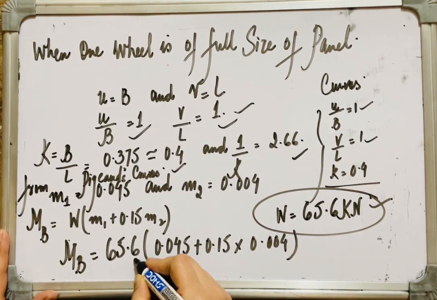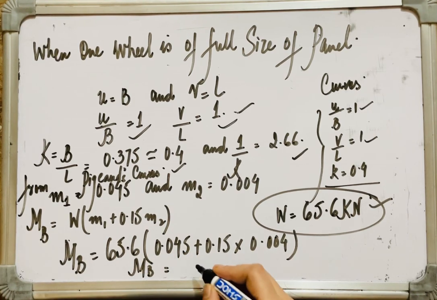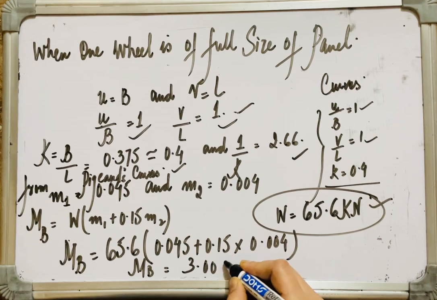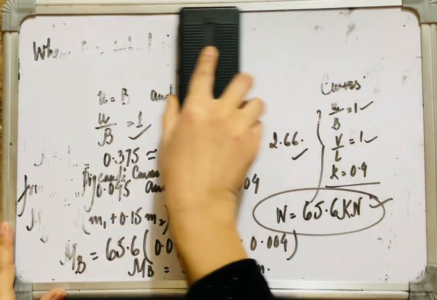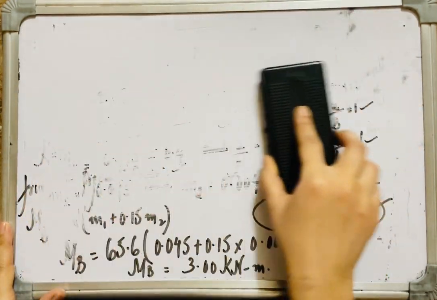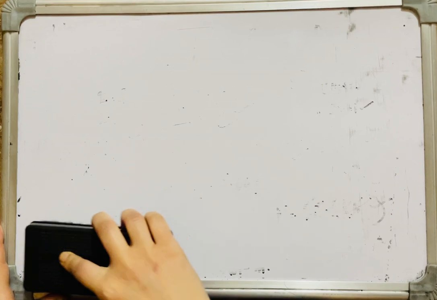By calculations, my MB is equal to 3 kilonewton meter. All right. My MB is equal to 3 kilonewton meter. Let me rub it first and then we'll be moving further. Now I have to apply continuity factor.